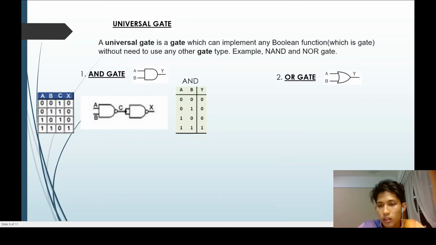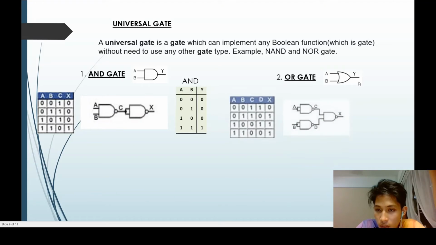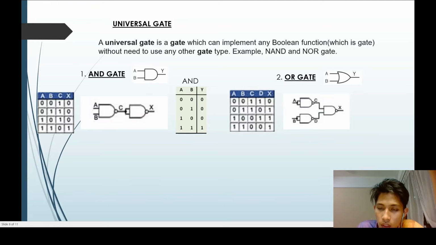The second one is the OR gate. This is the original gate for two inputs, A, B, and one output, Y. This is how the NAND gates look for the OR gate. Here it will use three NAND gates, but two NAND gates will use one input only, which is A for one and B for the other. Both of these NAND gates will be connected to another NAND gate. So there are three NAND gates here.